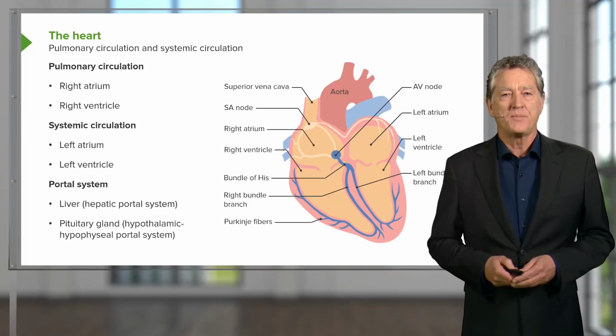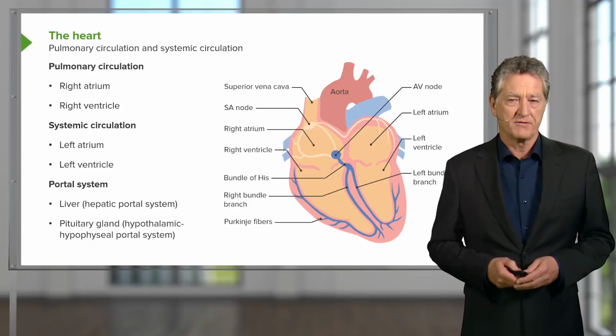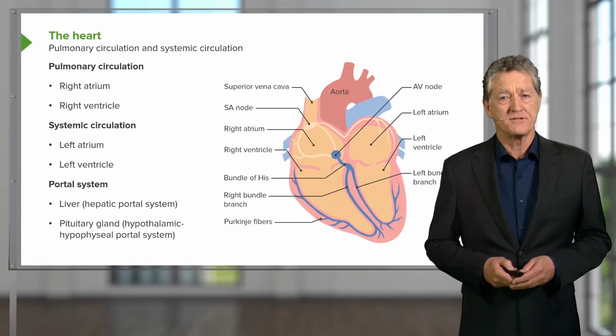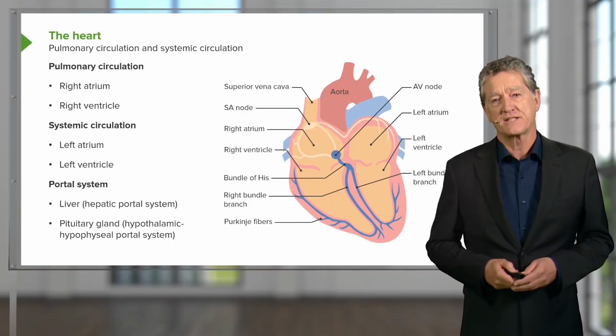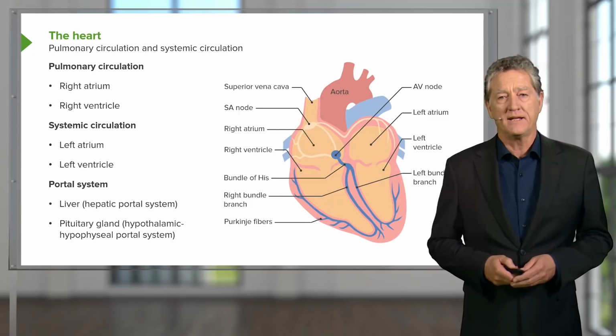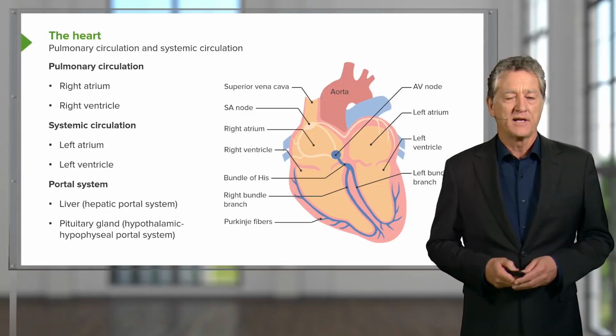The pulmonary circulation just refers to that circulation of blood to and from the lungs, whereas the systemic circulation refers to the circulation of blood to all the organs of the body from the left side of the heart. There are also portal system components in the cardiovascular system. These are very strange diversions from the typical supply of blood to tissues. And again, I won't mention them here except to label them on the left-hand side to remind us that there are these different systems, particularly in the liver and particularly later on when we look at the pituitary gland as part of the endocrine system.